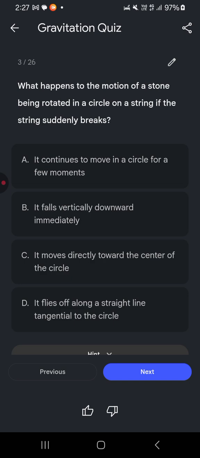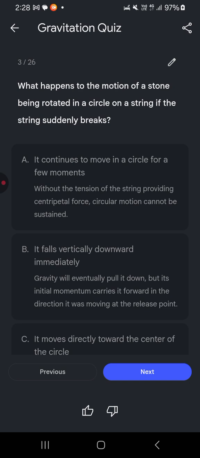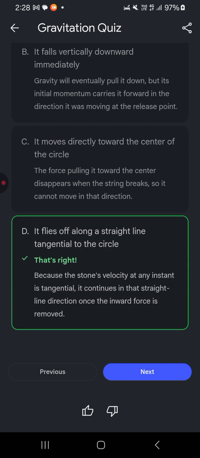What happens to the motion of a stone being rotated in a circle on a string if the string suddenly breaks? The correct answer will be it flies off along a straight line tangential to the circle. Because the stone's velocity at any instant is tangential, it continues in that straight line direction once the inward force is removed.